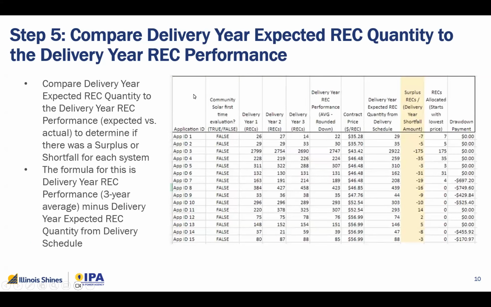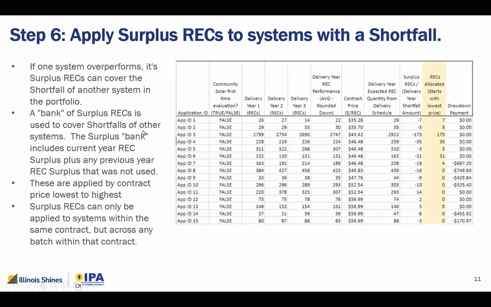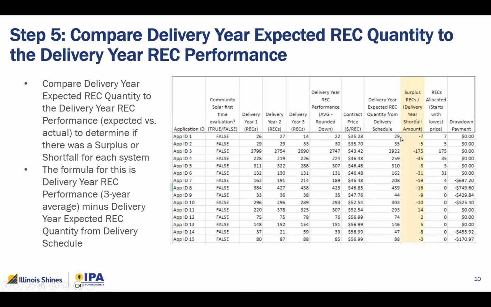Step 5 is to compare the expected REC quantity to the REC performance. So this helps us determine if a system has a surplus or shortfall. The formula for this is just that 3-year average minus the expected REC quantity. So you can see again in example application 1, we have a shortfall of 7 RECs, which is just 22 minus 29.